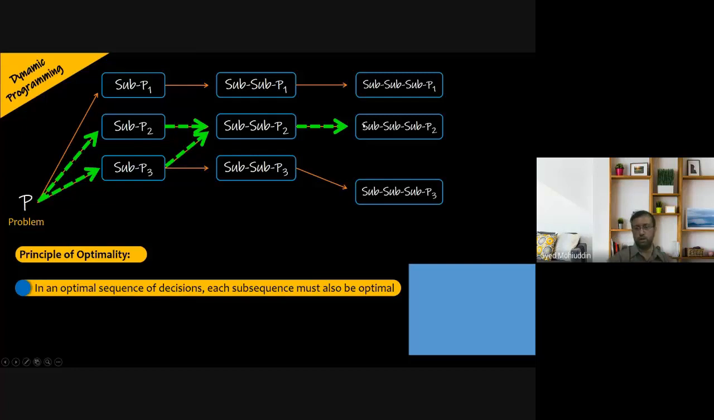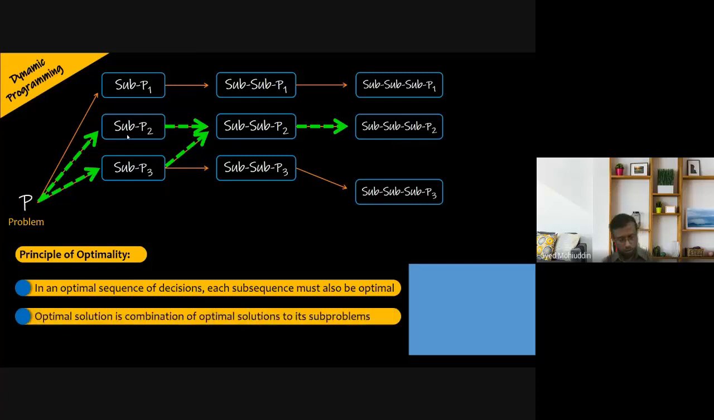So let's say the solution to the subproblem P2 is optimal, then it is guaranteed that the solution to subproblem P2 will also be optimal. So that is the principle of optimality, which states that in a sequence of decisions, when we consider optimal decisions, each subsequence decision must also be optimal.